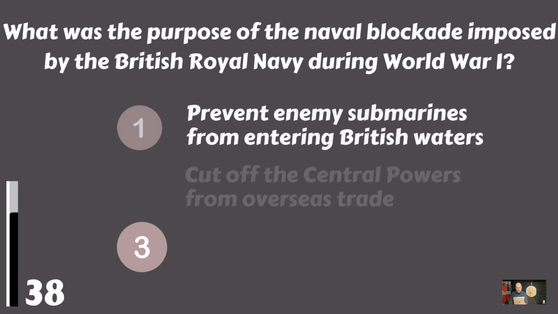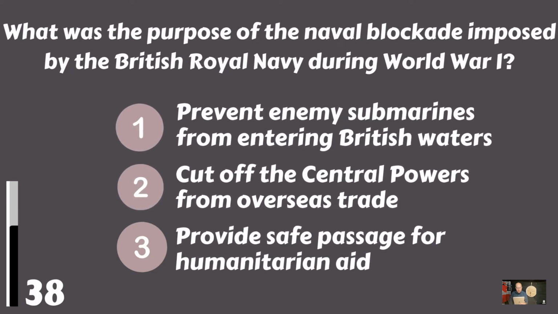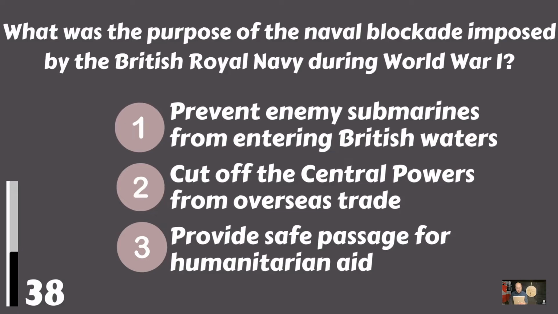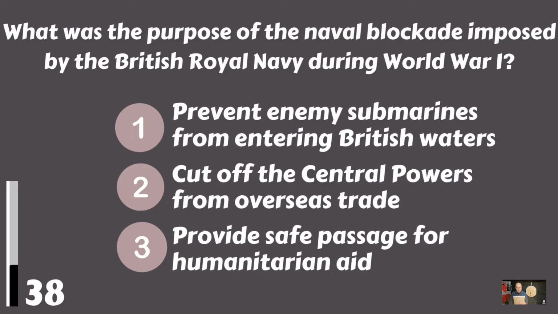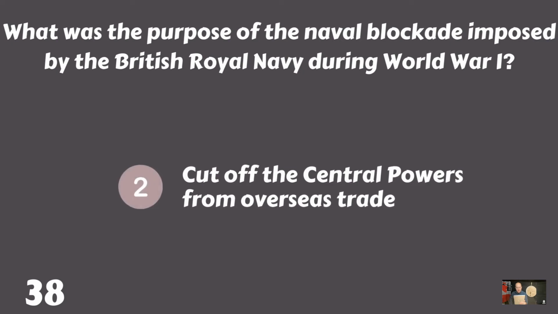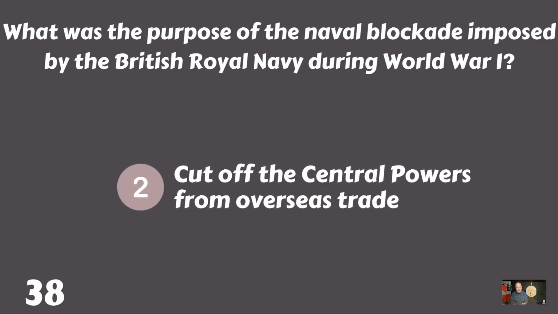What was the purpose of the naval blockade imposed by the British Royal Navy during World War I? To prevent enemy submarines from entering British waters, to cut off the Central Powers from overseas trade, or to provide safe passage for humanitarian aid? And that blockade was to cut off the Central Powers from overseas trade.